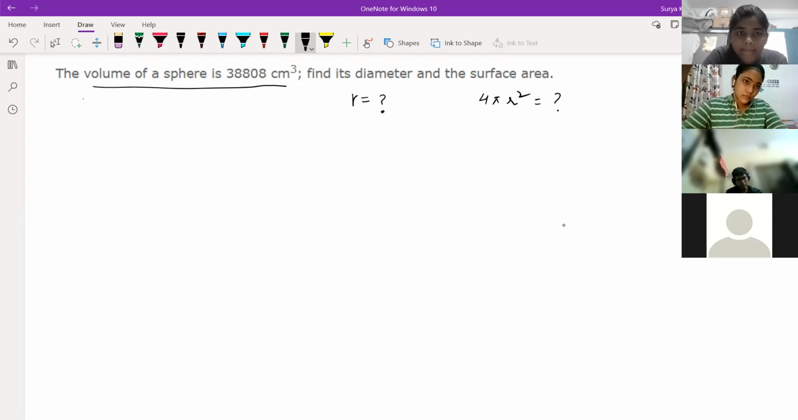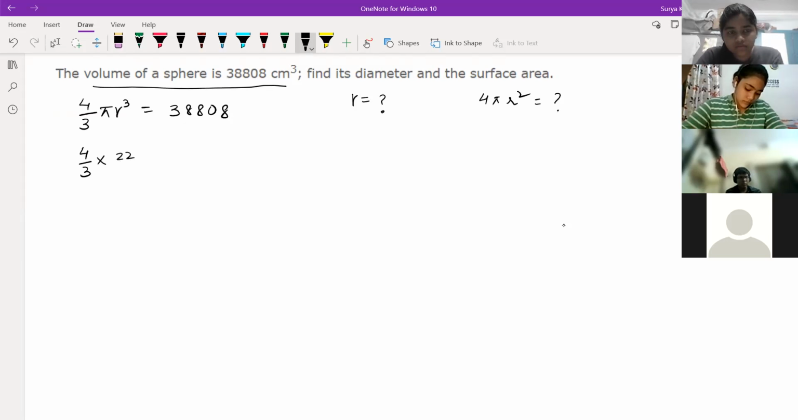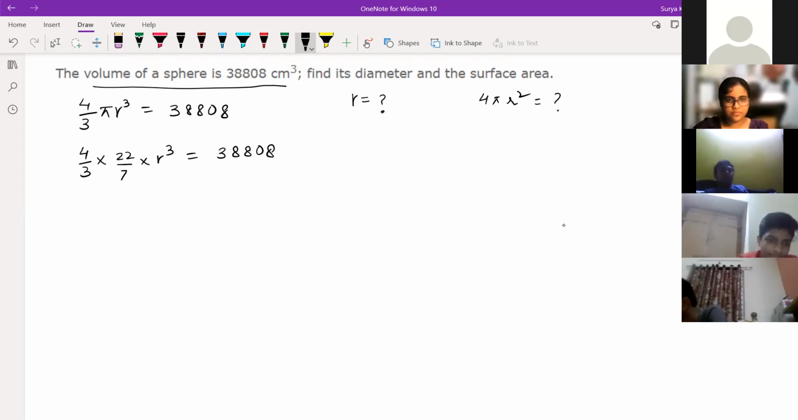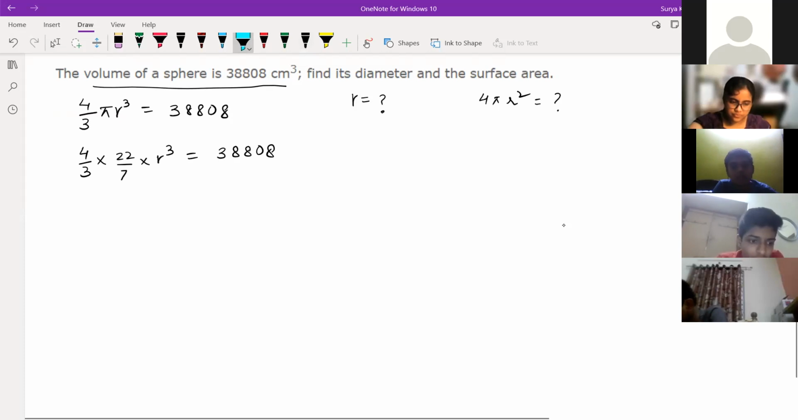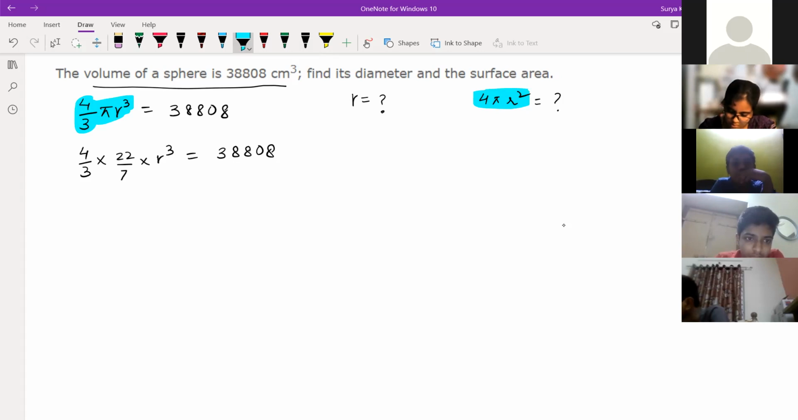Okay. So 4 by 3 pi r cube is equal to 38808. So 4 by 3, 22 by 7, r to the power 3 is equal to 38808. Is Akshat clear with the understanding or not? Yeah, sir. Only 2 formulas you are using, Akshat. It's not new for you now. This is the new concept that I started. This is the volume of a sphere and this is the CSA of a sphere. Only two formulas are there, okay?